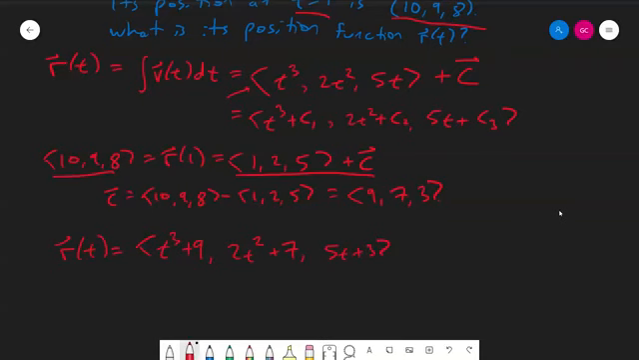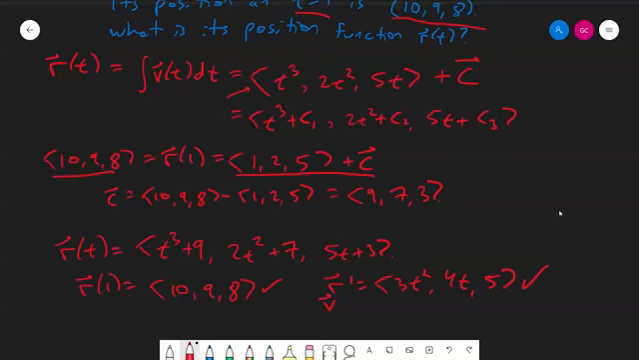And you can check that, yes, now if I plug 1 in, I really do get (10, 9, 8). And furthermore, I can check that r prime, which should be the velocity, really is 3t squared, 4t, 5. Okay, so with this extra piece of information, you're able to get rid of this plus c and find the actual particular position function for this object.